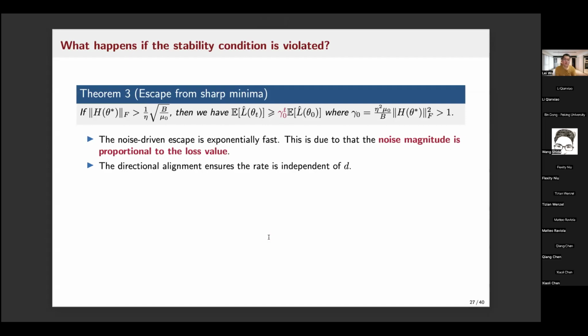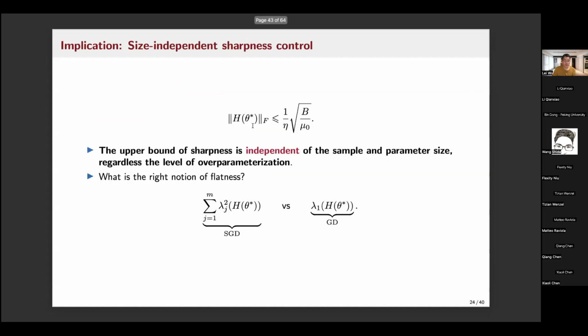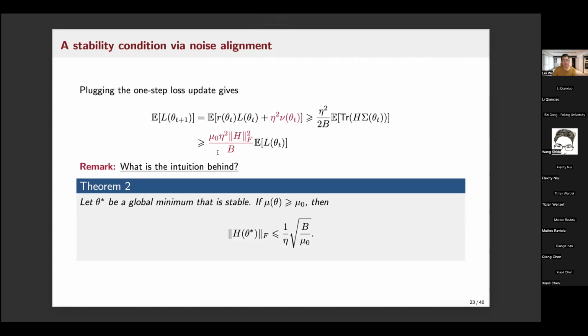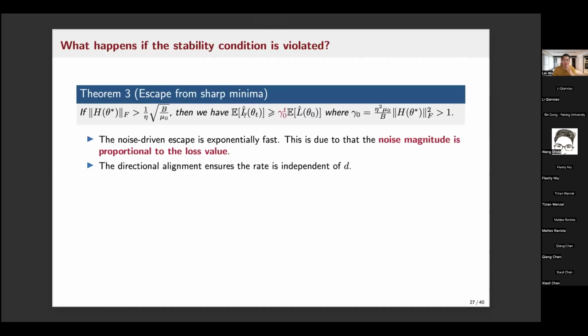And then what happens if the stability condition is violated? A simple derivation tells us that if we denote this quantity gamma 0 and it is larger than 1, then in just one step the loss will increase by a factor larger than 1, and by induction, after many iterations the loss will blow up exponentially. So if the stability condition does not hold, the loss increases exponentially fast, with a factor that depends on this quantity.